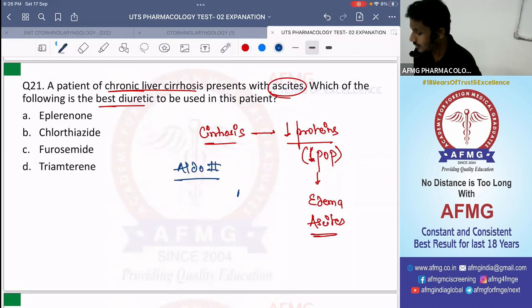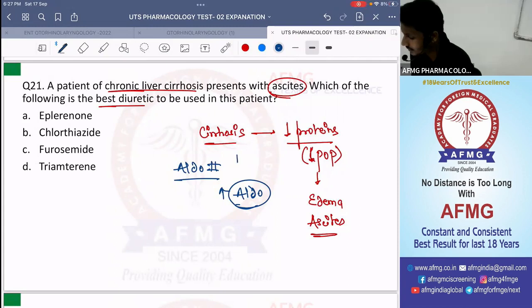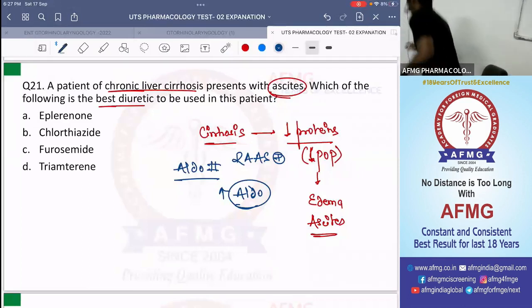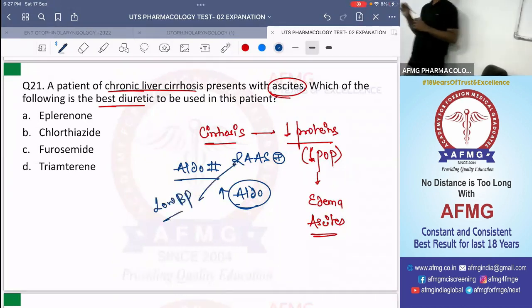Okay, why? Because aldosterone also plays a role in cases of ascites. How? Whenever this aldosterone is increased, when will aldosterone increase? When which system is activated? Renin, angiotensin, aldosterone system. When the RAS is activated due to low BP in this patient, what will happen? Due to this extravasation of fluid continuously into the peritoneal cavity, the patient will have low blood pressure. As the patient has a low BP, what will happen? This RAS would be activated.